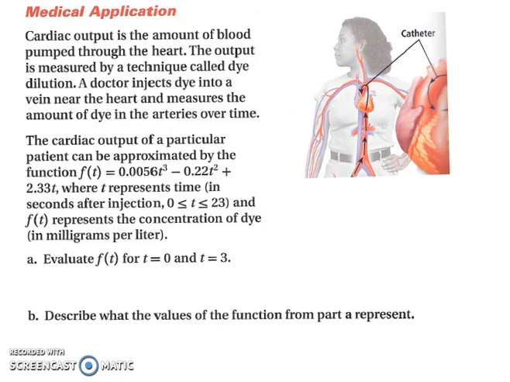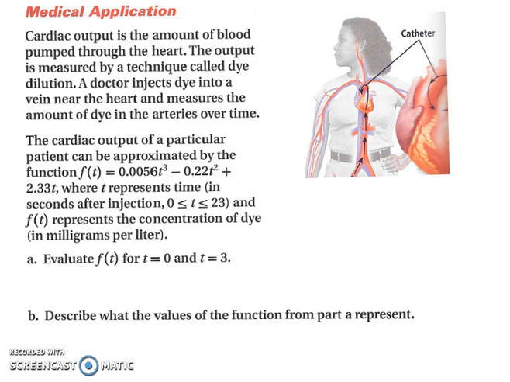Let's look at a medical application. Cardiac output is the amount of blood pumped through the heart. The output is measured by a technique called dye dilution. A doctor injects dye into a vein near the heart and measures the amount of dye in the arteries over time.